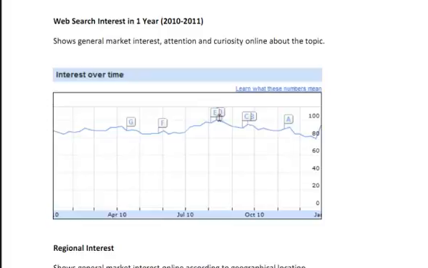Of course, this data is meant to be used as a rough estimate, but it does help give you an idea of when the demand for each and every niche is the highest.